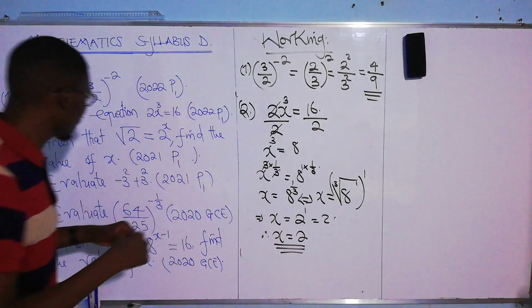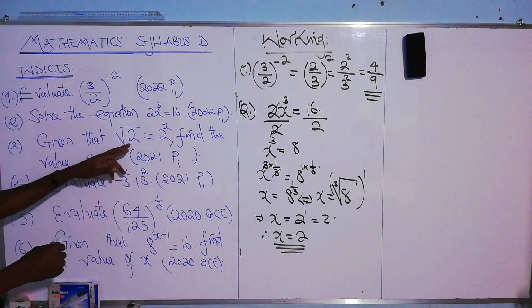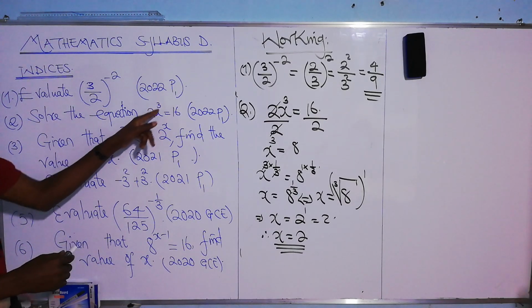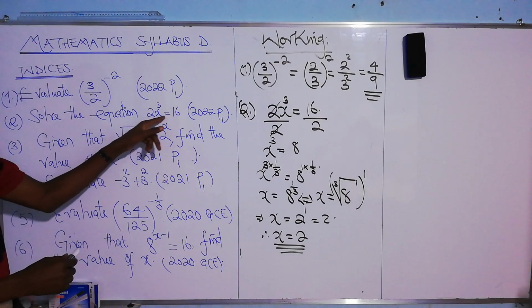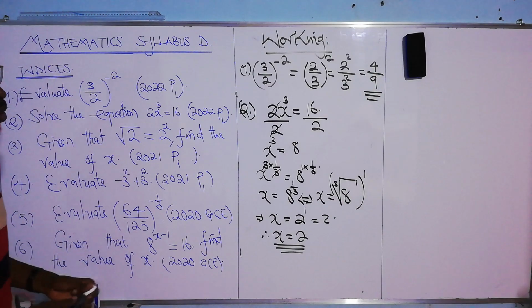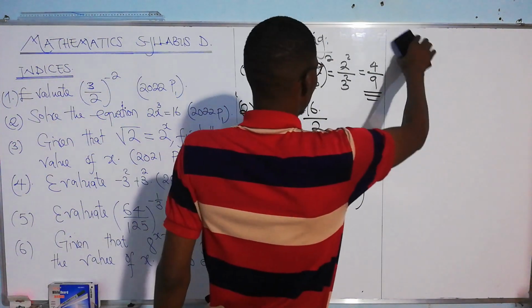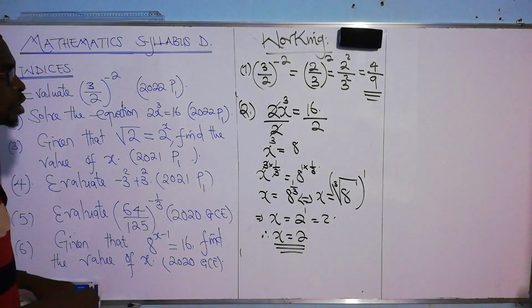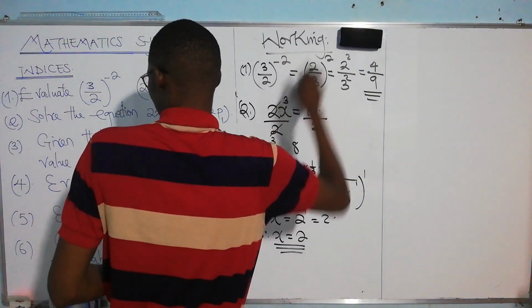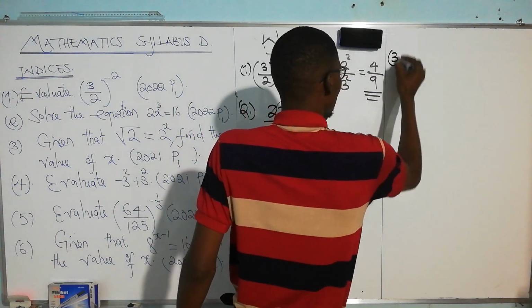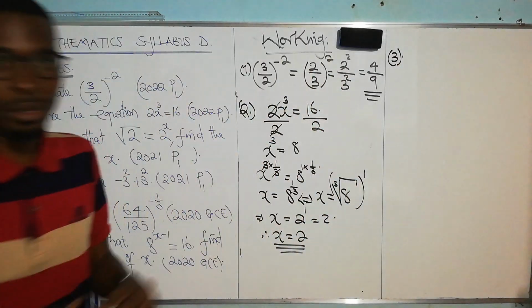So you can check that when x is 2, then 2 times 2 to the power 3, 2 to the power 3 is 8. So 2 times 8 will give you 16. Then that's what we are required to do. Alright, so that was question 2. Let us look at question 3 from this part of the board. Question 3.